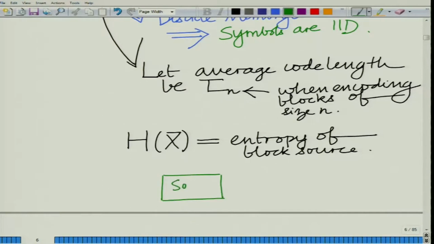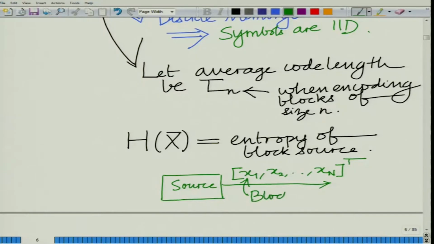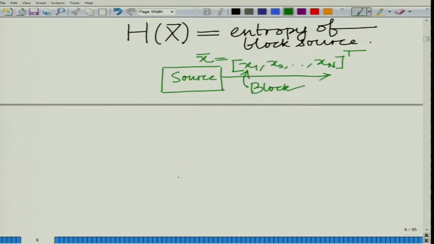So what I am doing is basically taking this source, which is generating symbols x1, x2, up to xn. I am forming a vector and considering this block, and this is basically your vector x bar. So I am considering this as a block source. Now, the entropy of this block source, a discrete memoryless source.